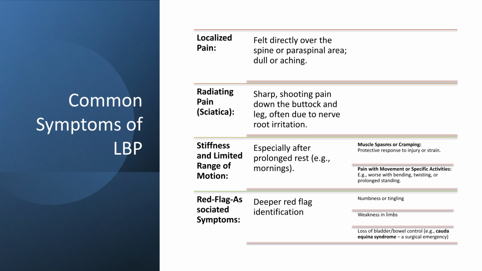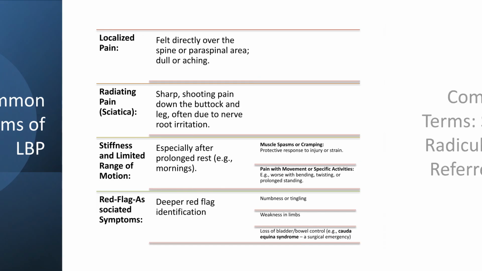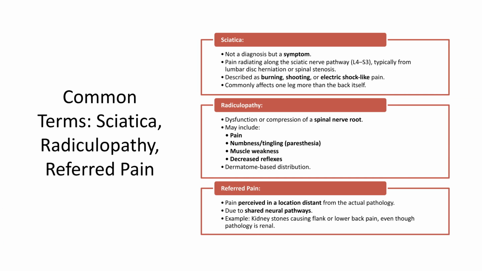Common LBP symptoms include localized, dull pain over the spine, and radiating, sharp, shooting pain, often due to sciatica. Stiffness is worse after rest. Red flags include numbness, tingling, weakness, or loss of bladder/bowel control, which may signal a surgical emergency like Cauda-Equina syndrome. Key terms include sciatica, which is a symptom of shooting pain along the nerve pathway, often due to disc herniation.